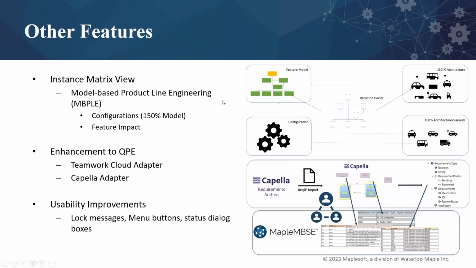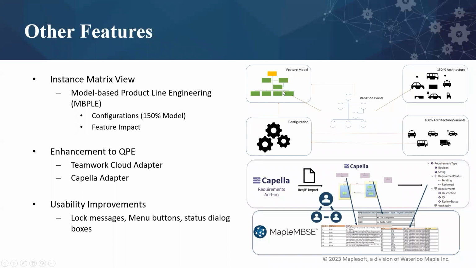And in addition to these two features, there are other interesting features that we also included with the latest releases or in the previous releases of MapleMBSE. Specifically, much of our contribution has gone to creating the instance matrix view. You can use the instance matrix view to work with the MBPLE profile that we get with Cameo or MagicDraw, which is the model-based product line engineering, in which you can define your feature model.